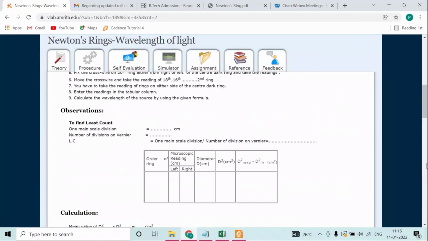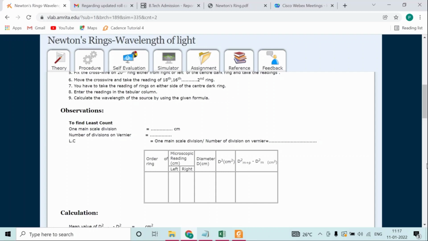So this is your observation table for the said practical. Here first we will find out the least count, and the equation is one main scale division divided by the number of divisions on the vernier scale. Then we will go for the number of rings. We will measure the left side reading and right side reading, and then evaluate the difference between the right side reading and left side reading. That will give us the diameter. We will then take the square of the diameter.